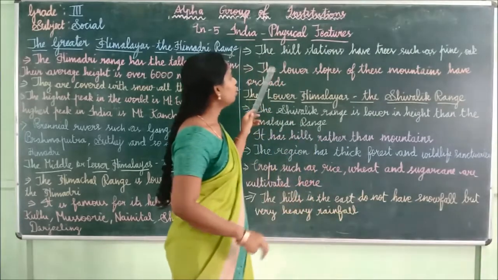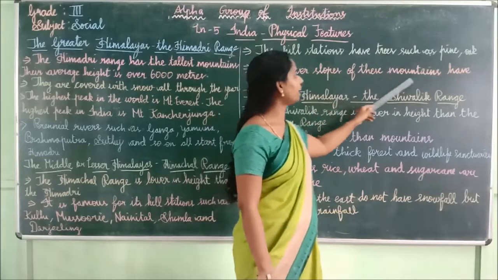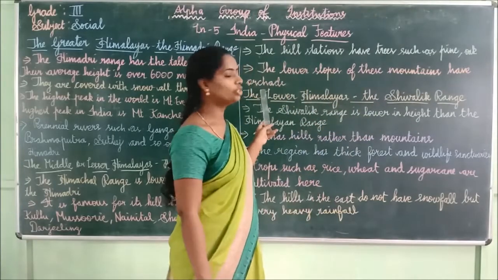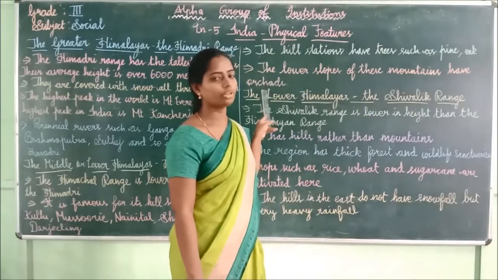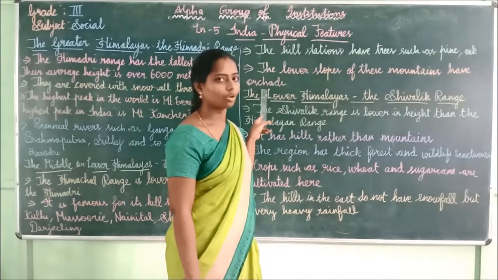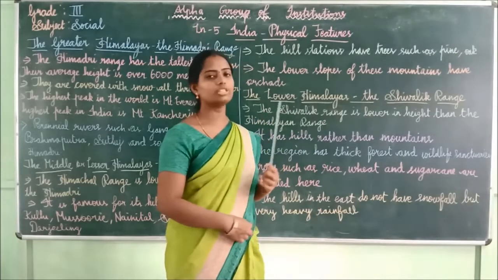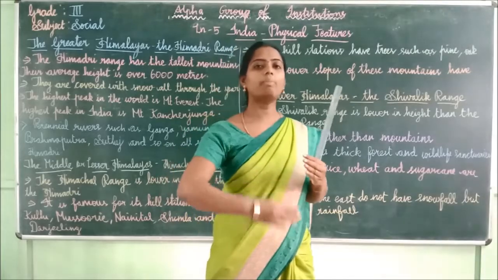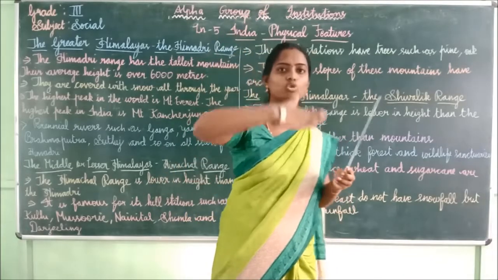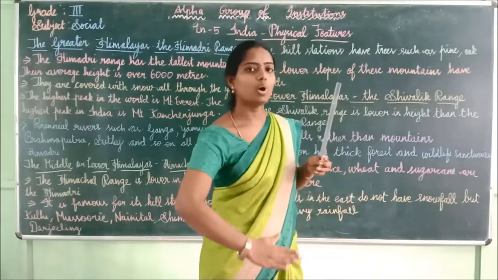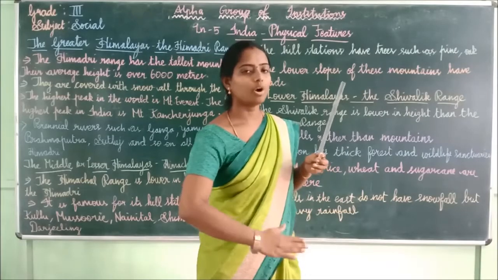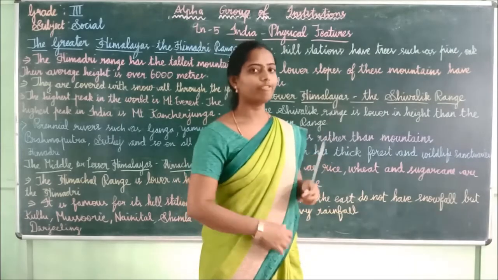The lower slopes of these mountains have orchards. What is meant by orchard, children? Fruit garden. The lower slopes of this mountain, which means the lower part, the mountain is in a slope-like structure, no? So the lower part of the mountains has orchards, which means the fruit garden.